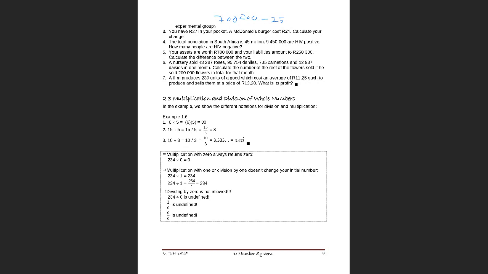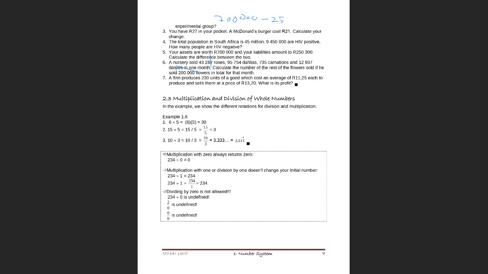Now, our next one says this. A nursery sold 43,287 roses, 95,754 Harleys, 735 carnations, and 12,937 daisies in a month. Calculate the number of the rest of the flowers sold if she sold 200,000 flowers in the month. You simply add all this and subtract from 200,000.